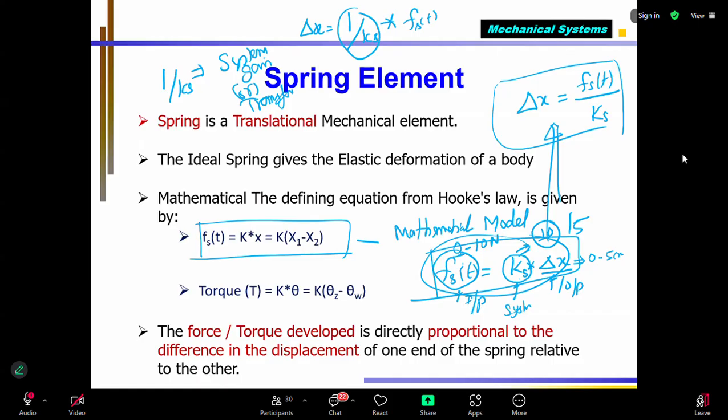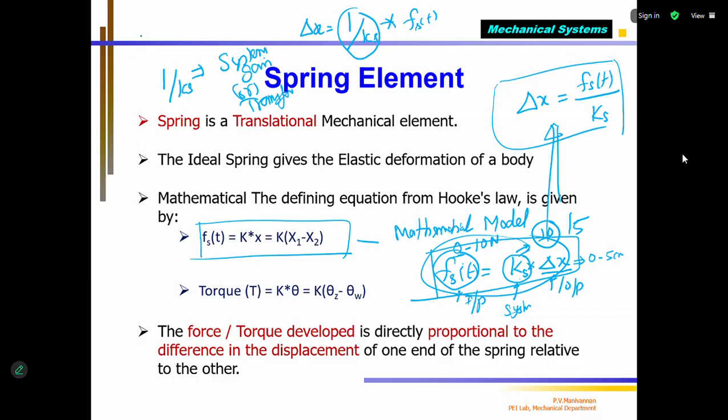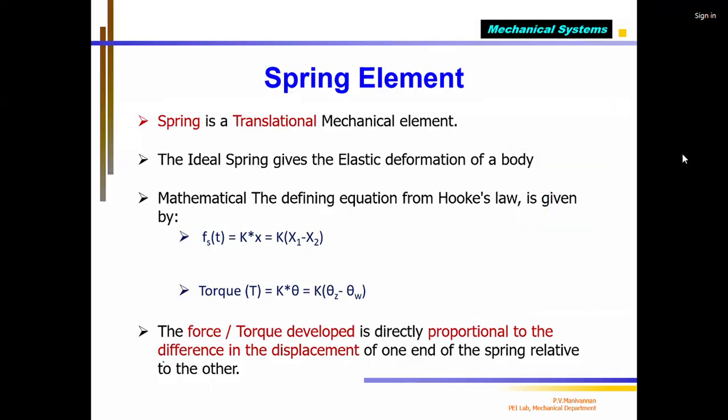Output divided by input is called the transfer function. So in that case, if I divide by F of s, then I get 1 by Ks. So 1 by Ks is called the transfer function of the system, also the gain of the system. Note down. This is how we start developing the mathematical model of any system.